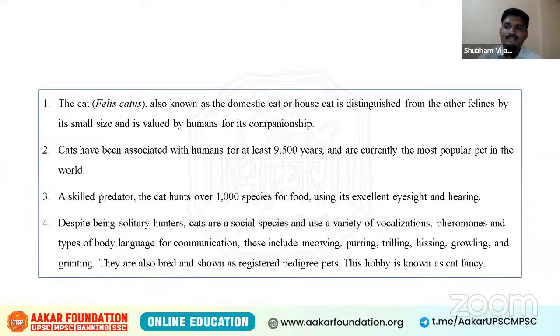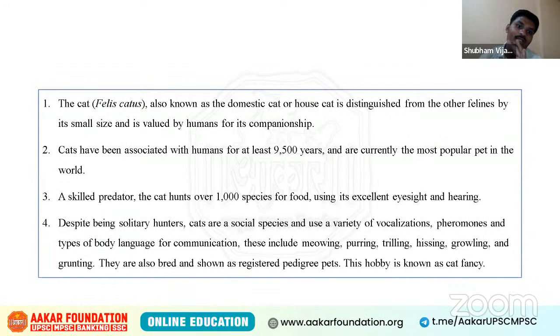In India, dogs are mostly kept as pet animals. But in the world, if we consider the global scenario, then cats are the most popular pet animals. Why? Because it's a skilled predator, and a cat hunts over 1,000 different types of small species for food. Can't imagine, they can hunt even 1,000 species for food.